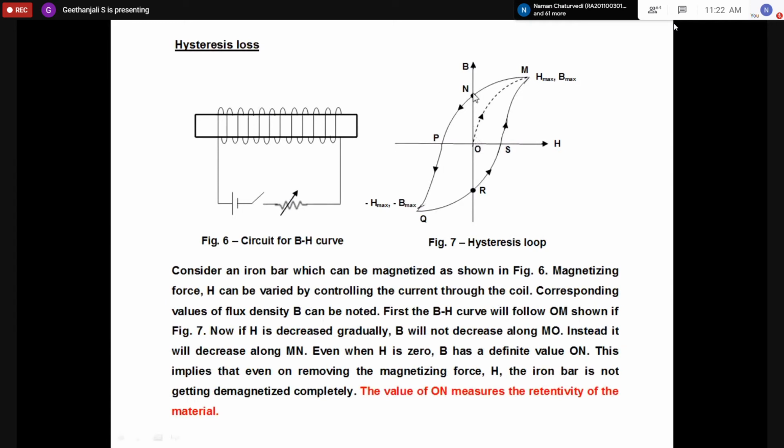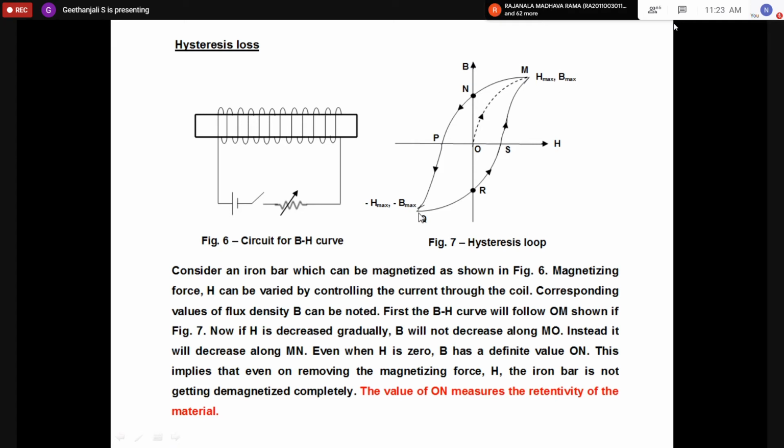See, what about this? They are making B zero, but ON is present. Again, what are they doing? They are increasing the H value. Here H is 0 on the x-axis. Then what happened? H is 0, but OP remains. Then again they are increasing the H value. It reaches H maximum.